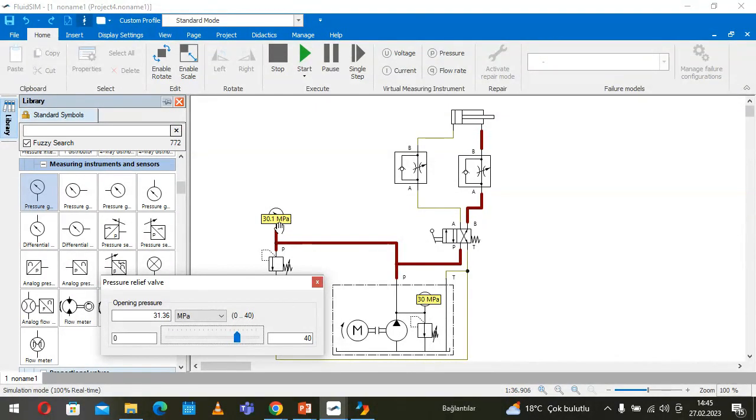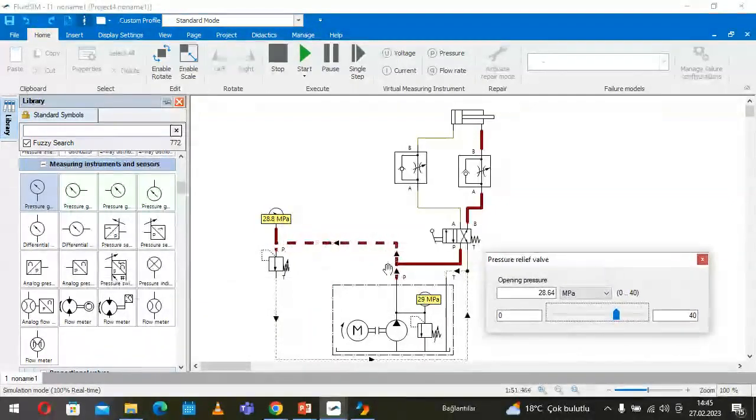But if I decrease the pressure here, you see the function of this valve. Let's see that this is closed now. This is not open. This is open. Since it is open, you see P is connected to T. Yes, observe once more. Here P is not connected to T, but there P is connected to T. That means this valve is opened and pressurized oil is flowing into the tank.